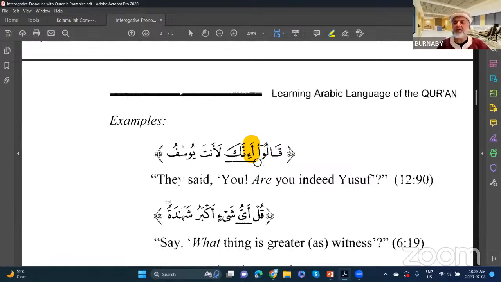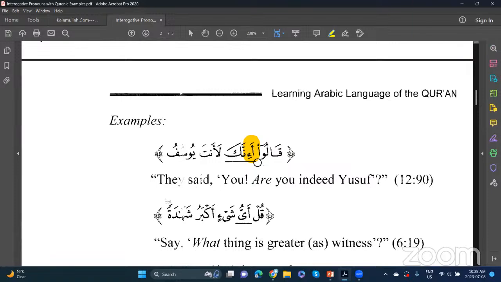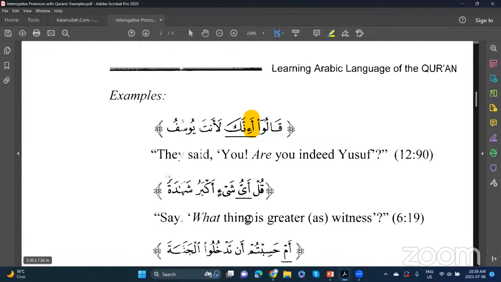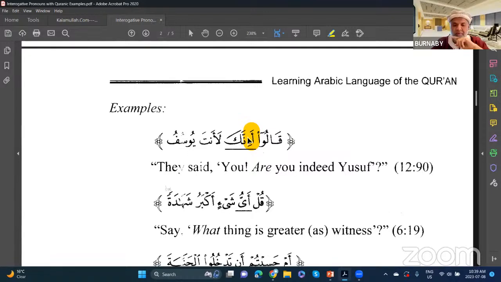And what was his answer? Naam or whatever, right? But here you see the example from the Quran. Qalu a'innaka la anta Yusuf. So this is a nominal sentence with a question mark. Look at this one. Brother Abid. Yes, brother. La anta is emphasis here, because remember, whenever you have innaka, then you can also have la later on in the sentence. So this is the emphasis.